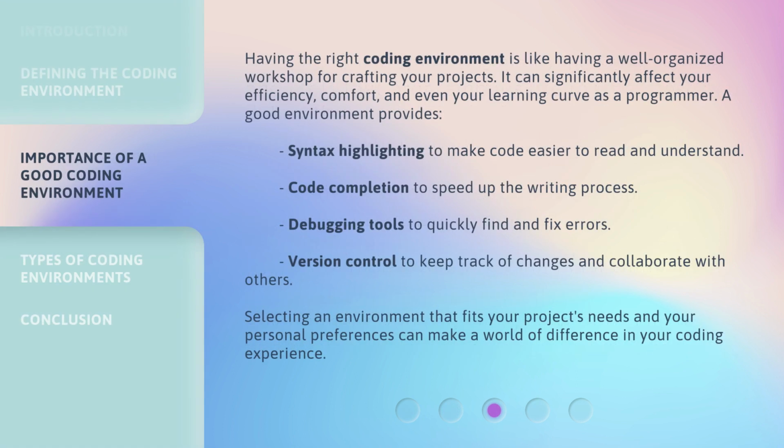Having the right coding environment is like having a well-organized workshop for crafting your projects. It can significantly affect your efficiency, comfort, and even your learning curve as a programmer. A good environment provides syntax highlighting to make code easier to read and understand, code completion to speed up the writing process, debugging tools to quickly find and fix errors, version control to keep track of changes and collaborate with others. Selecting an environment that fits your project's needs and your personal preferences can make a world of difference in your coding experience.